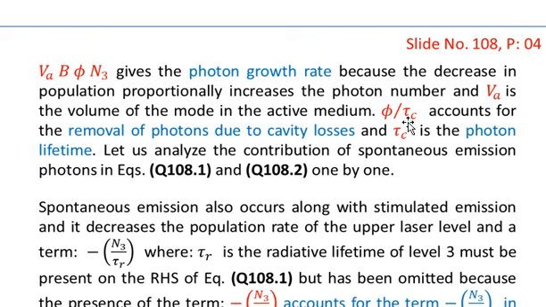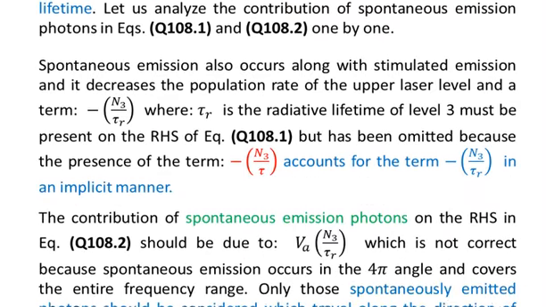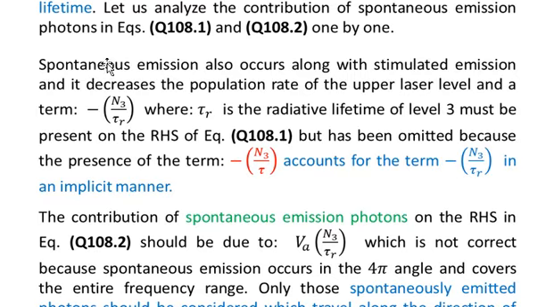Phi over tau C accounts for the removal of photons due to cavity losses, and tau C is the photon lifetime due to cavity losses. C stands for the cavity. Let us analyze the contribution of the spontaneous emission photons in equation number 1 and equation number 2 one by one. So in the next paragraph we are going to concentrate on the spontaneous emission of photons in equation number 1 and equation number 2, considering them one by one.